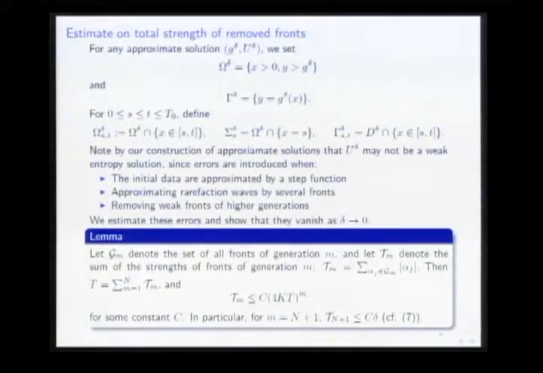A critical part of that analysis is this lemma, which says that all the fronts of generation greater than n will be uniformly bounded by this constant c, which is independent of delta.